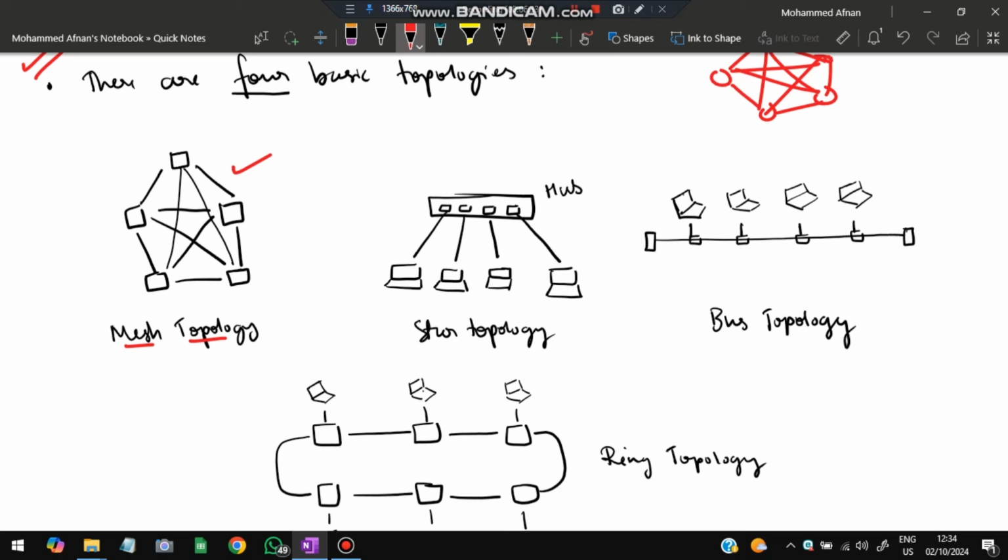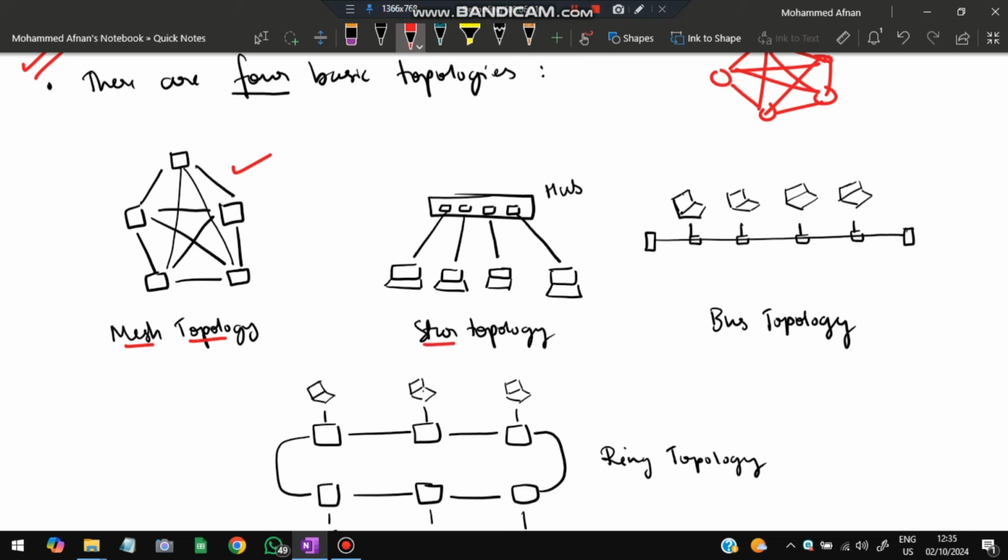So the disadvantage here is that it requires a lot of wiring. Suppose I want to transfer the data from this to this, and this single wire is broken. At that time we will not be able to transfer the data, right? Because this is the only connection present between this and this. So that is a disadvantage, but it is faster in transferring the data once it's set up.